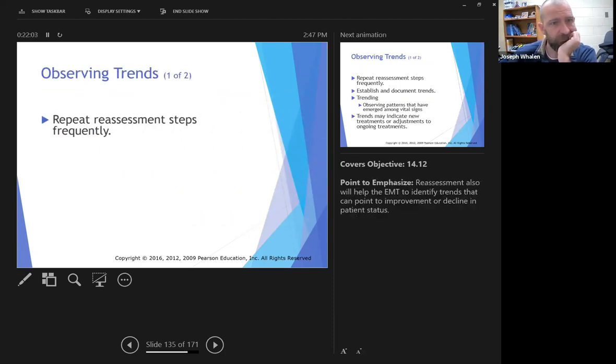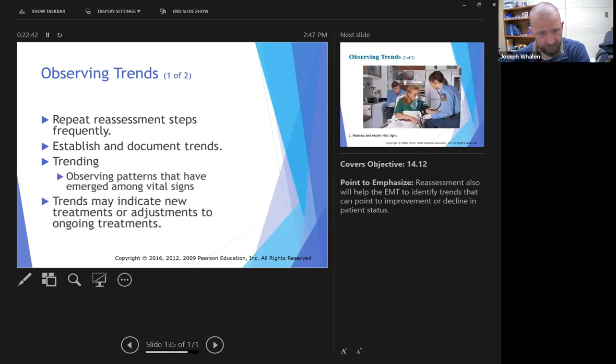All right, trends. In observing the trends, we're going to repeat some of these assessment steps frequently. When we reassess, I'm going to do things like document the time I checked back in. If I got to my patient at 1700, well, at 1710, this is how they were feeling. At 1720, this is how they're feeling, how their symptoms were, what the vital signs were, things like that. So establish the trends, get a baseline, and then start things trending. You know what I'm talking about.